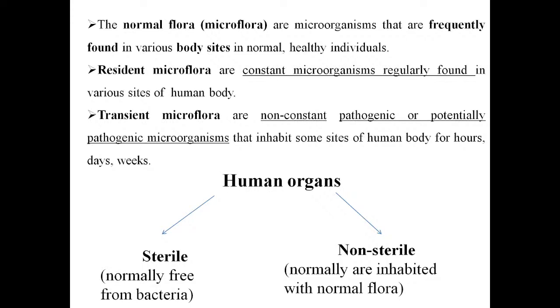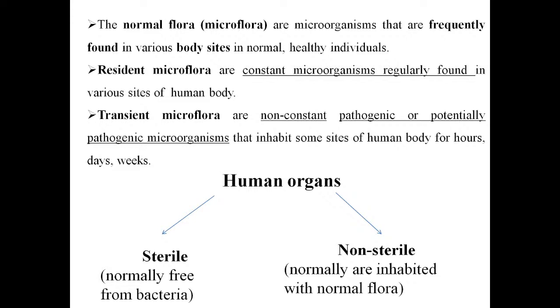Normal microflora or normal flora are microorganisms that are frequently found in various body sites in normal healthy individuals. Once more, from the name of it, you may understand normal microflora. These are microorganisms that are normally present in our organism. There are two types of normal microflora. This is resident microflora that includes constant microorganisms that are regularly found in various sites of the human body. They are constantly present, like E. coli in intestine, like Clostridium perfringens in intestine too, like Staphylococcus in nasopharynx.